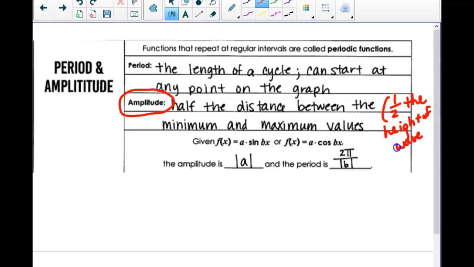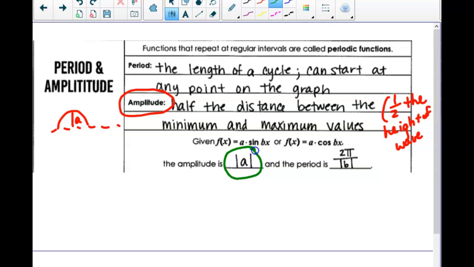So it's how far up above the midline or how far below the midline. So if we have a midline, it's how far above is an amplitude or how far below. This is super important. The amplitude is always positive because it is a distance. The amplitude always comes out positive, okay?